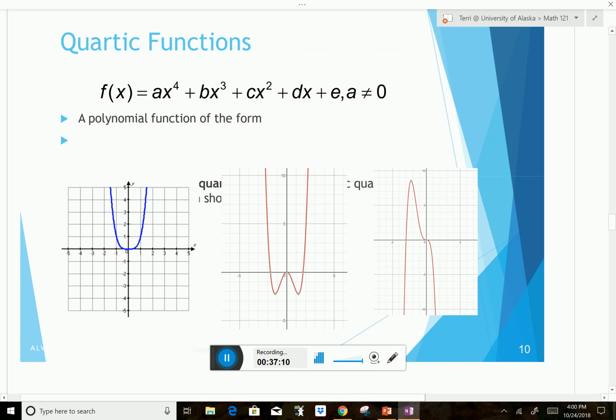So let's talk a little bit about our quartic functions. A quartic function is one of the polynomials. We have an x to the fourth in the mix now, and of course that can't be equal to 0. So here are 3 types of quartic functions, and each one of these shows us something different that's going on. This one right here is actually just x to the fourth power.